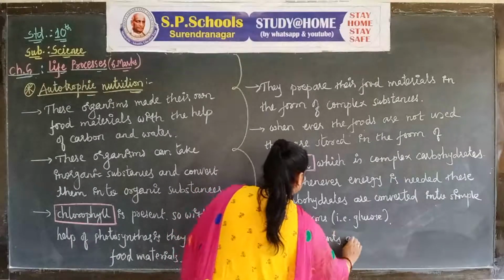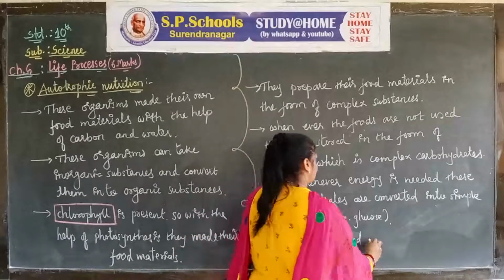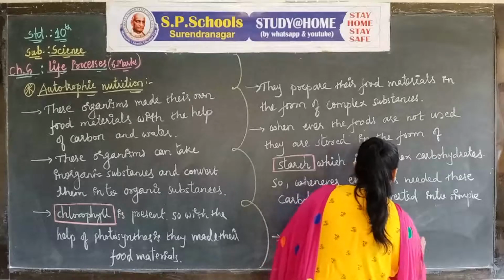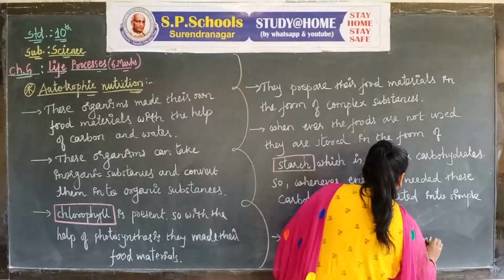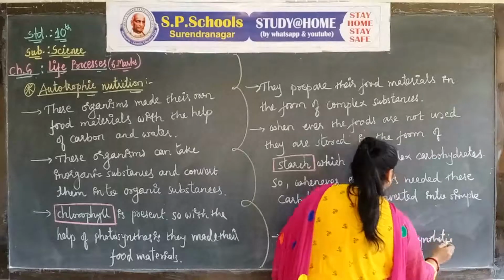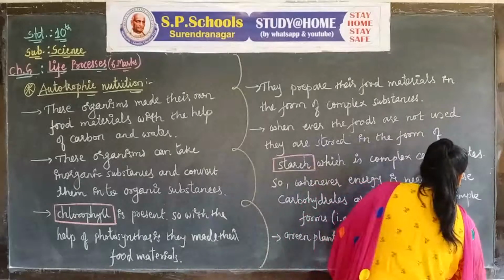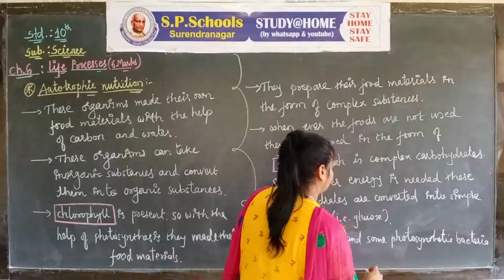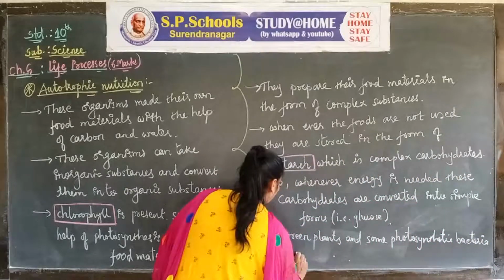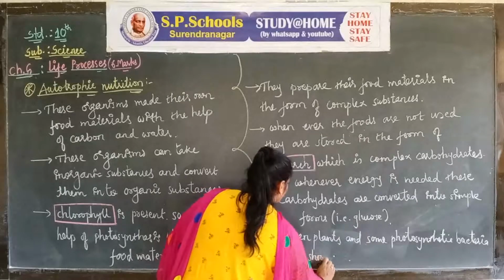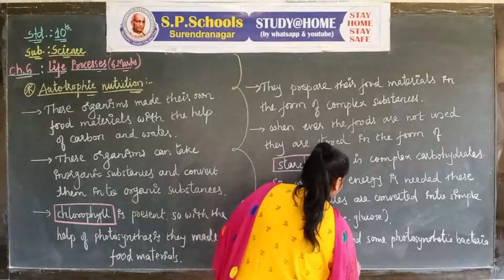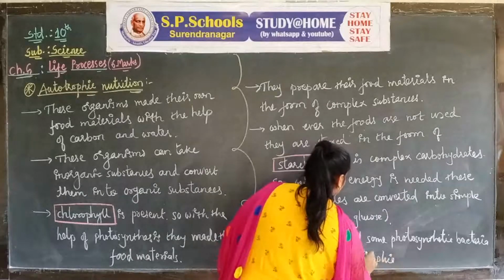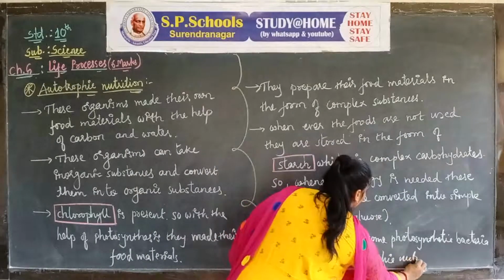Green plants and some photosynthetic bacteria are the source of autotrophic nutrition.